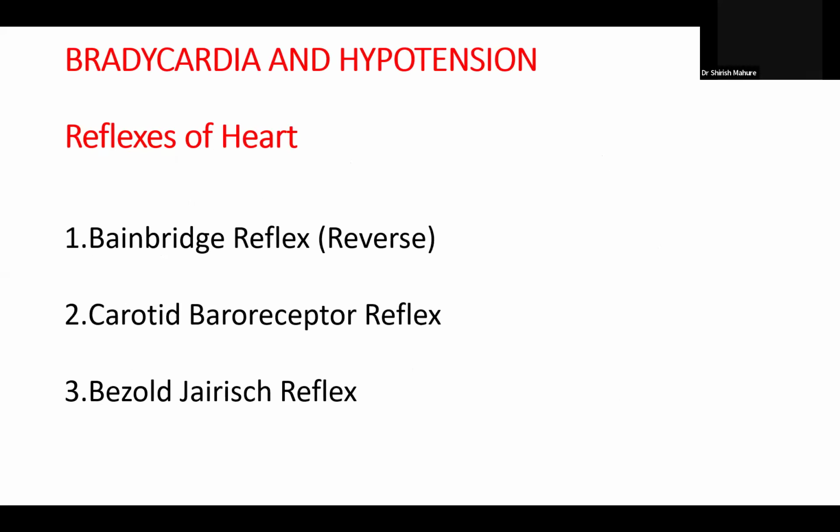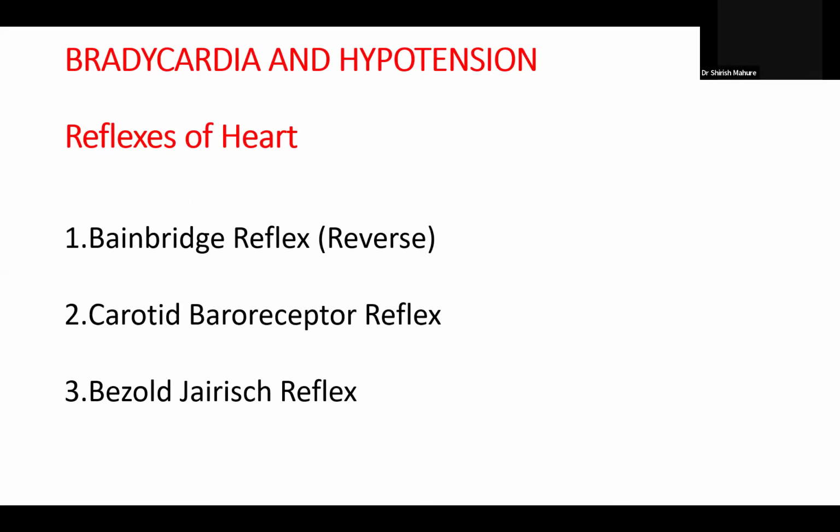Moving to bradycardia and hypotension, that is hemodynamic fluctuations during thoracic segmental spinal. For that, there are three basic reflexes of the heart, that is the Bainbridge reflex, the carotid baroreceptor reflex, and the Bezold-Jarisch reflex. Out of these, the Bainbridge and carotid baroreceptor reflexes are stretch receptor and pressure receptor dependent reflexes. These are all protective reflexes for the safety of patients.